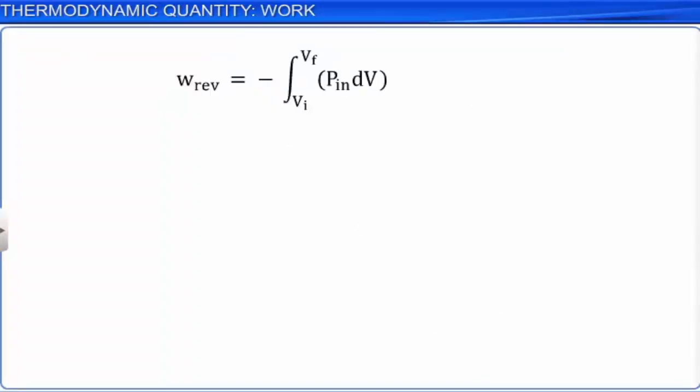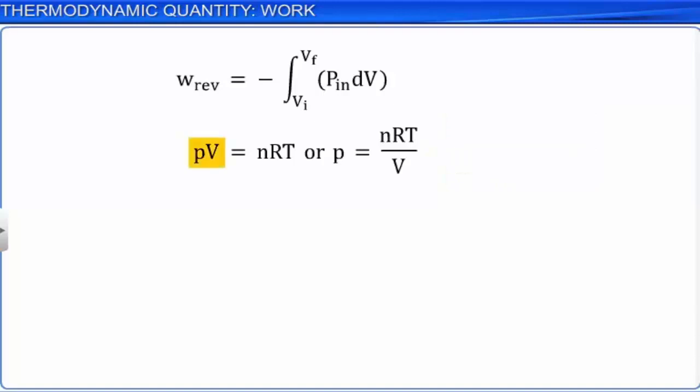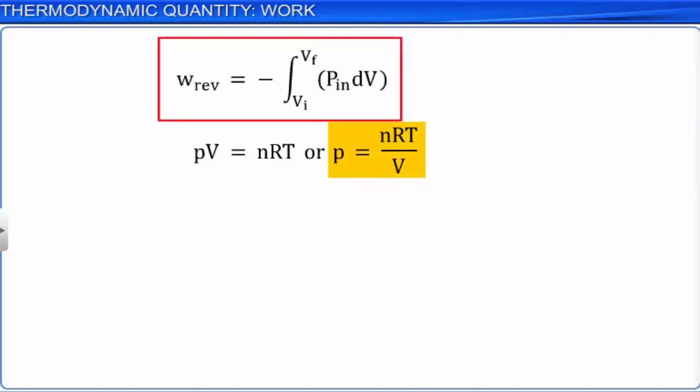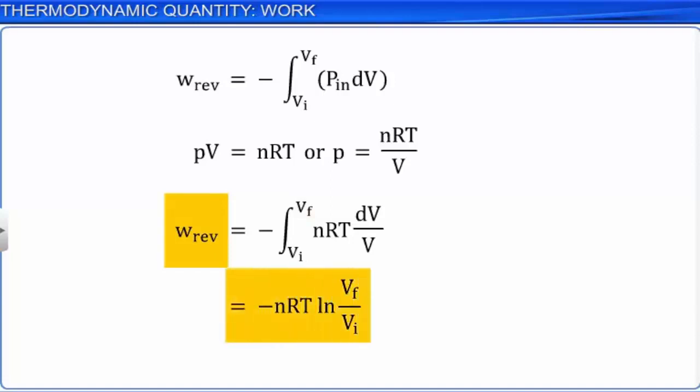Now, if we represent pressure of the gas P in terms of the ideal gas equation, then we get PV equals nRT or P equals nRT divided by V. On substituting the value of P at constant temperature in the reversible work equation, we get reversible work equals minus integral of nRT multiplied by infinitesimal change in volume dV by V. Integrating and applying limits as Vi for initial volume and Vf for final volume, we get reversible work W rev is equal to minus nRT ln final volume Vf divided by initial volume Vi.